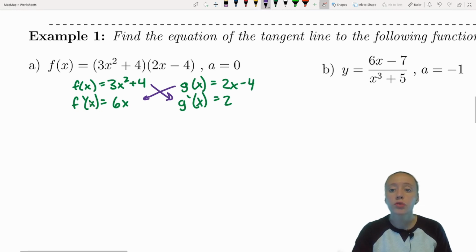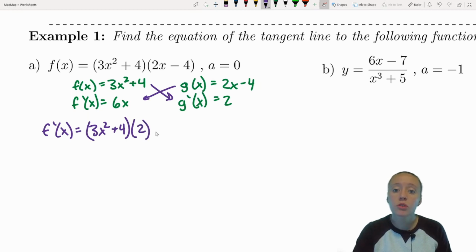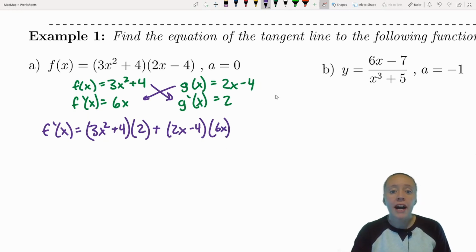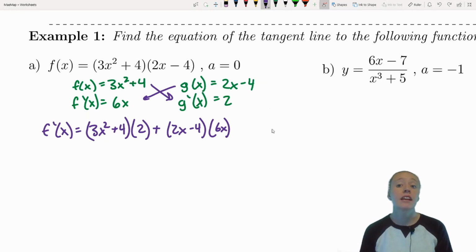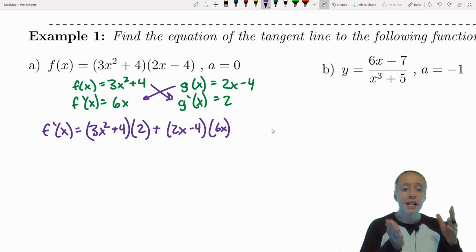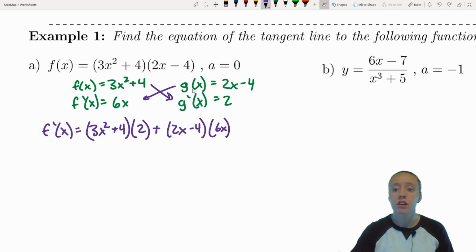So we know overall that our f prime of x is going to equal first times the derivative of the second, so that's 3x squared plus 4 times the derivative of our second, which was 2, plus second, 2x minus 4, times the derivative of our first, 6x. So I definitely recommend bookkeeping until you get the pattern down, and then you can do a lot of it in your head. First times the derivative of the second plus second times the derivative of the first.